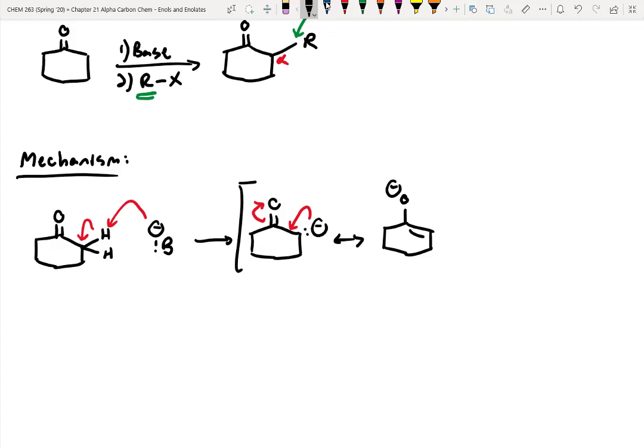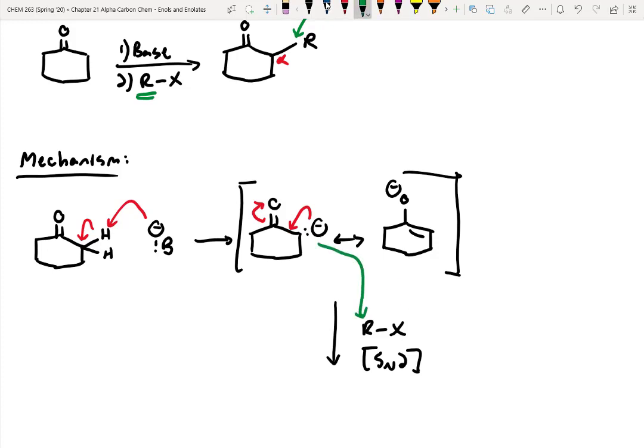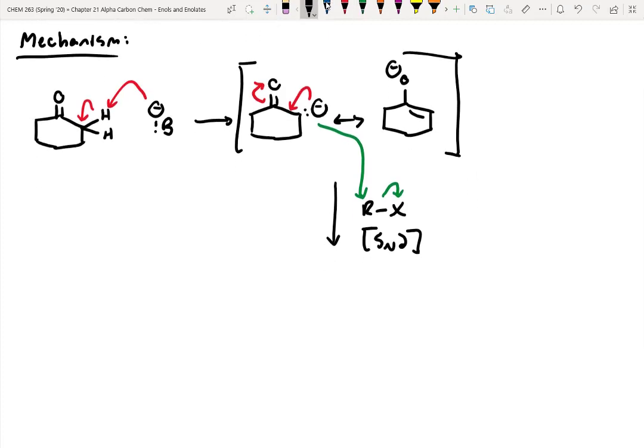So we've got this resonance stabilized conjugate base, and then in step 2, all we need to do is react this with some sort of alkyl halide, or really anything with a good leaving group, via an SN2 reaction. So that X could be bromine, chlorine, iodine, or it could even be a tosylate. But the idea is that this carbon with the negative charge can then attack this R group and kick off our leaving group. And when we do this, we can install a new carbon-carbon bond.